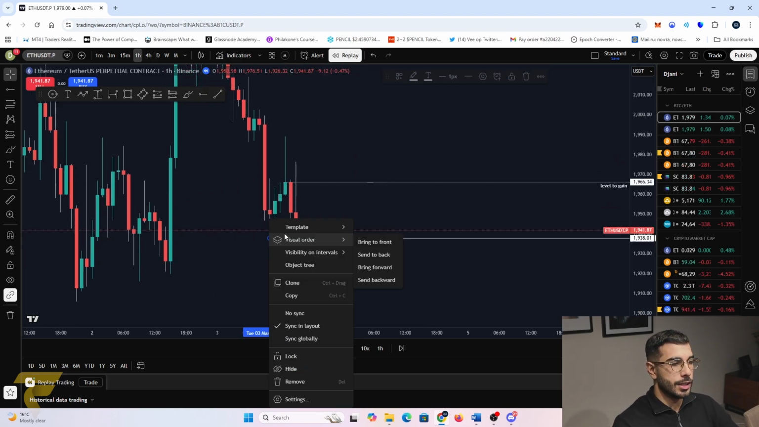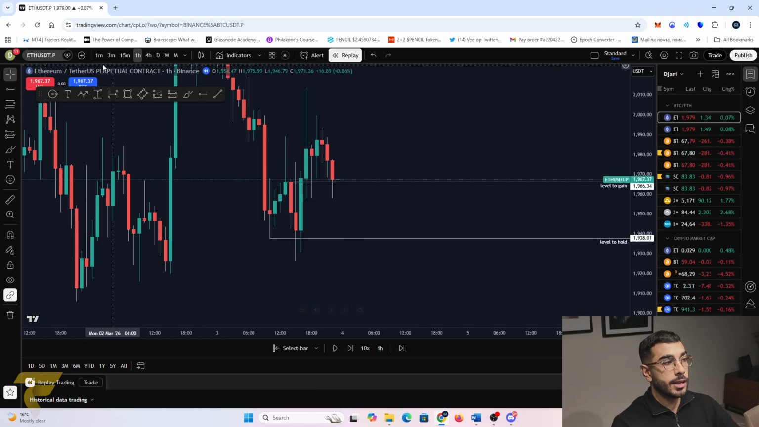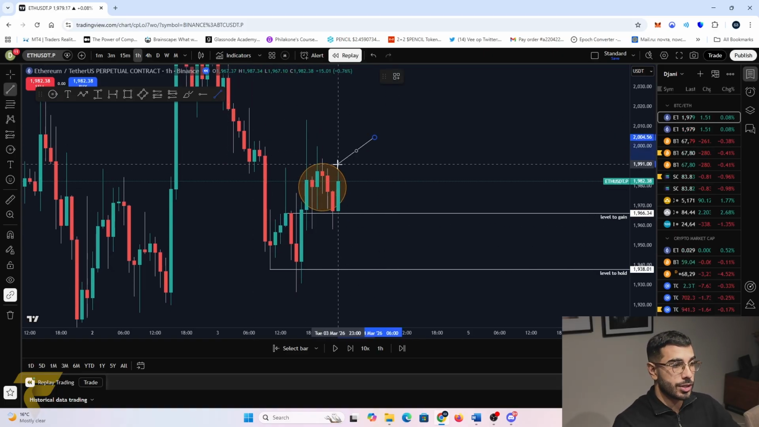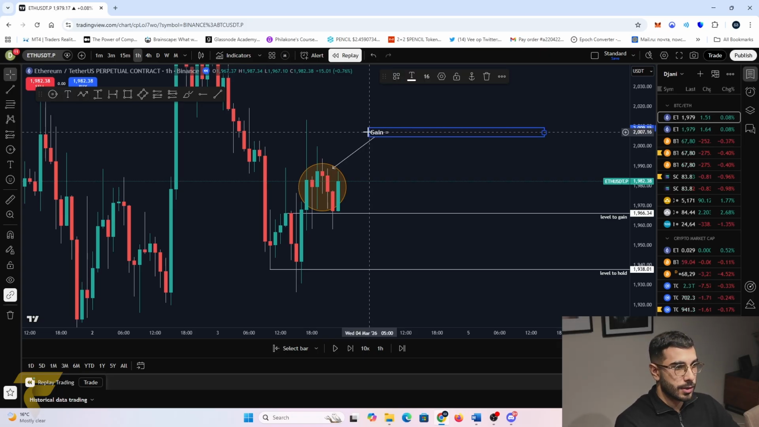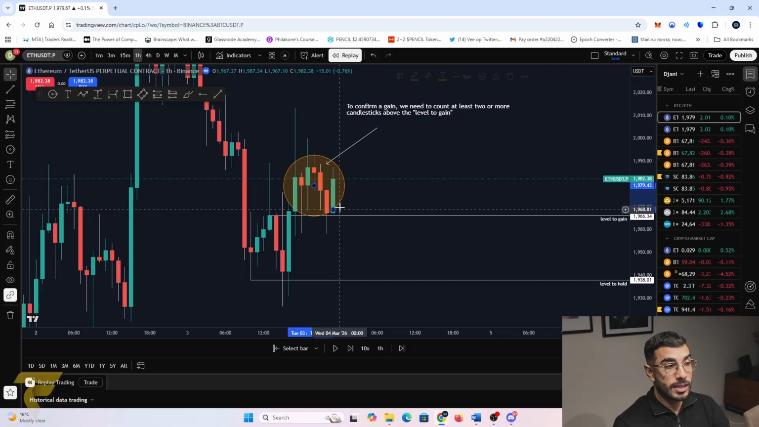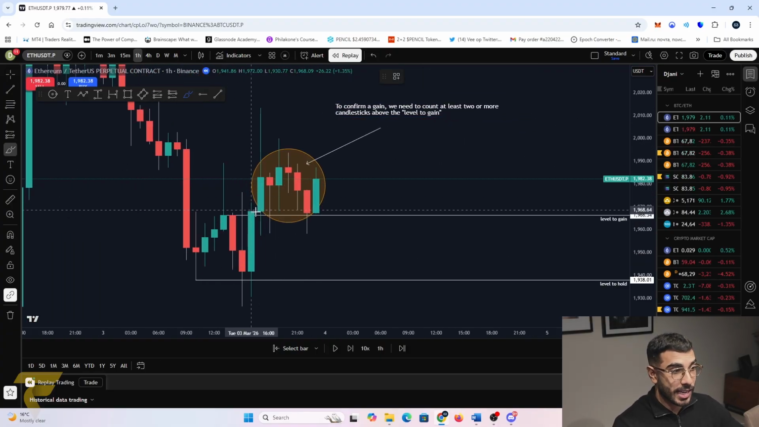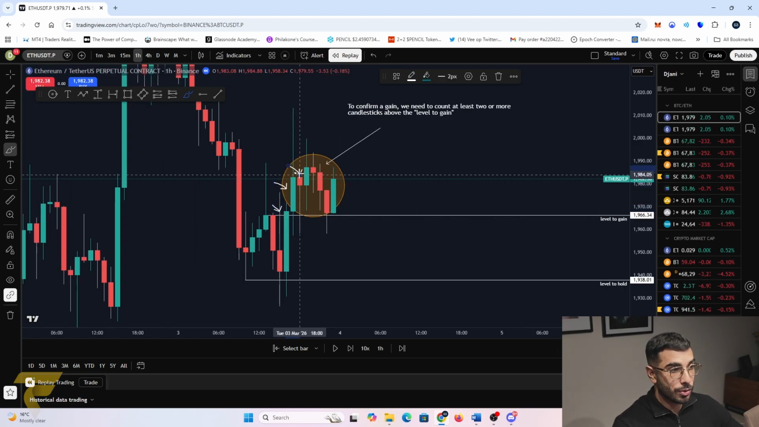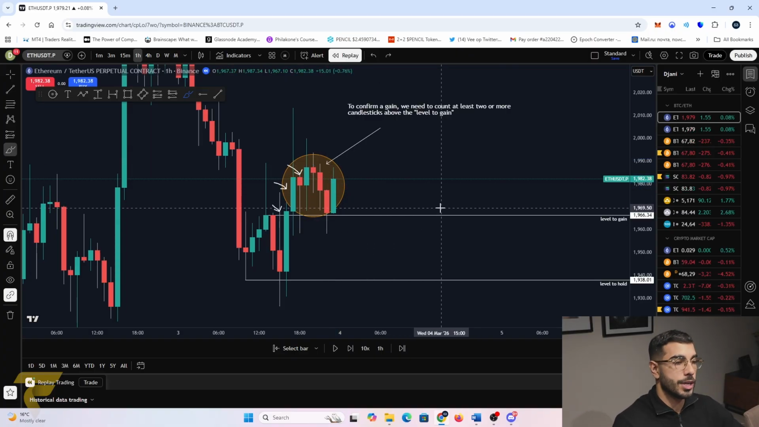And then whenever it comes to the level to hold, that's also something that I just explained. As you can see, we are very interested in taking a potential trading setup whenever price gained the level to gain. And this is something that we just count. Gain means that to confirm a gain, we need to count at least 2 or more candlesticks above the level to gain. This is simply counted by checking the amount of candlesticks that close above the level. So this should be actually 1, 2, 3, 4, 5, 6, 7, 8. In short, perfect. This is a confirmation of a gain.